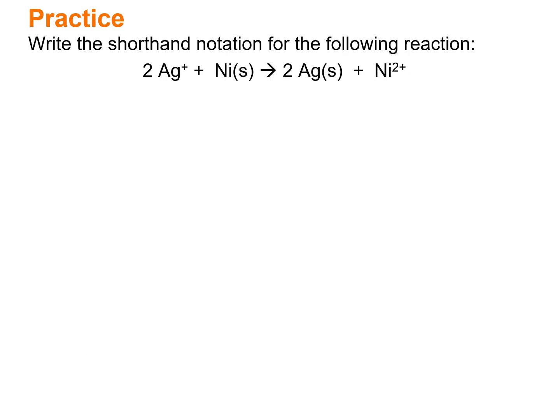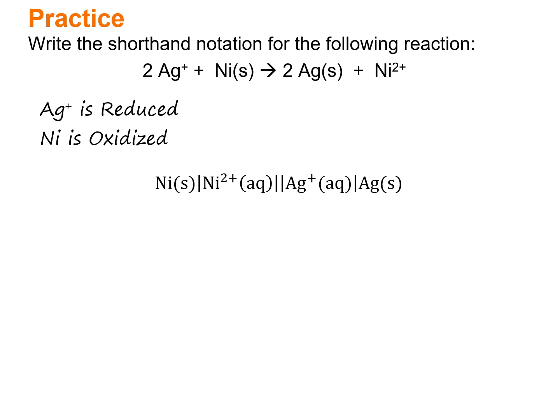So if we're looking at the shorthand notation here, remember on the left-hand side, we want what is oxidized. And so if I'm looking at that reaction, it appears that the half reaction for oxidation is going to be the nickel. And if we look at this, the silver is going from silver plus to just silver, so it's picking up an electron, so that's what is reduced. So that tells me I want the nickel on the left-hand side. And so that's going to be nickel going to nickel 2+. Notice we put the bar in there for the phase. We have a salt bridge, so we put the double bars, and then we have silver plus, and it's being reduced and picking up an electron, so it's going to silver.